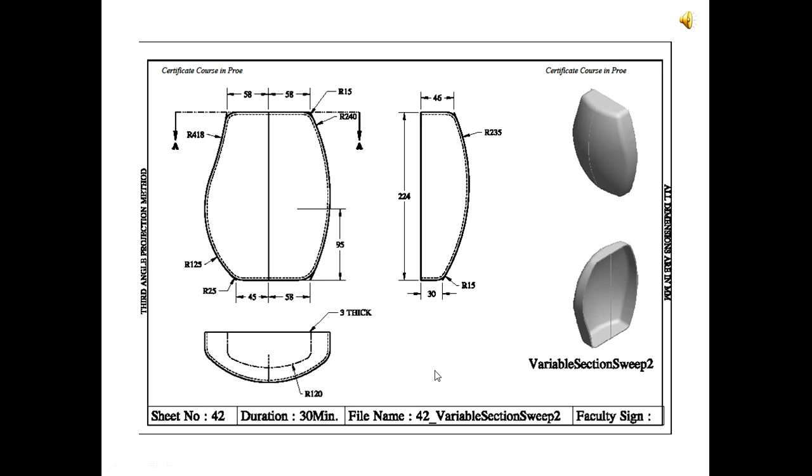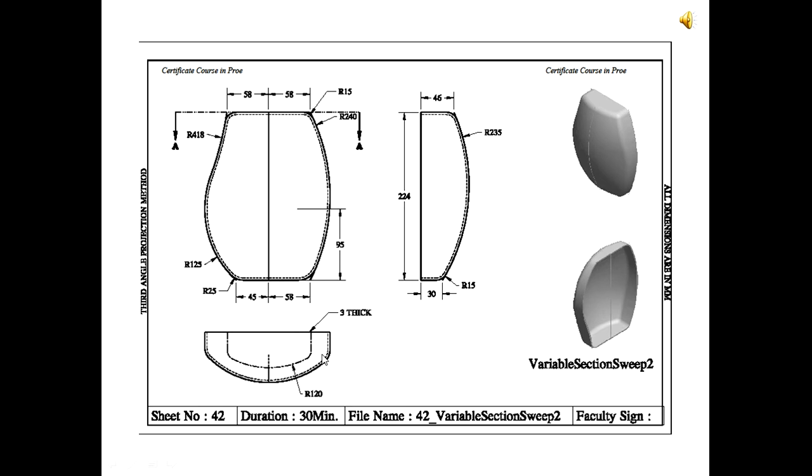So in our case, a straight line of length 224 units is the origin trajectory. The first guide curve, as shown in the front view, consists of two tangential arcs of radius 125 units and 418 units respectively. The second guide curve is on the same plane, which is an arc of 240 units radius. The third guide curve is shown in the side view, which is an arc of 235 units radius. So one trajectory and three guide curves.